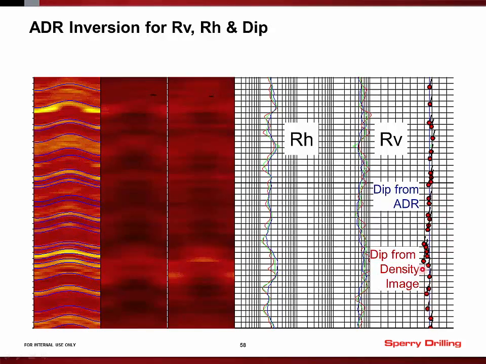So you can see that the dip calculated from the density image overlays pretty well with the dip from the ADR. So we have two different ways. If we're in a laminated formation, we can get dip from the ADR data, or we can get dip from the density. Bear in mind, though, that for ADR you have to be at a high enough angle, over about 35 degrees, in order to get reliable data for this kind of application.